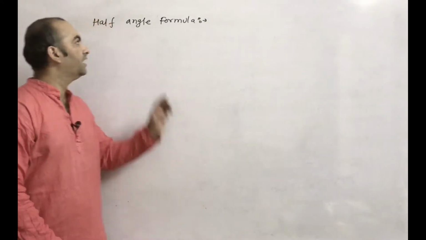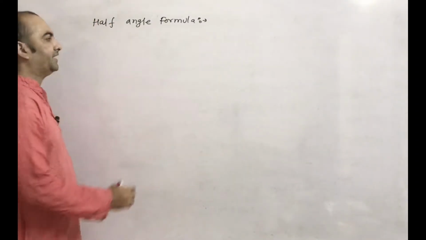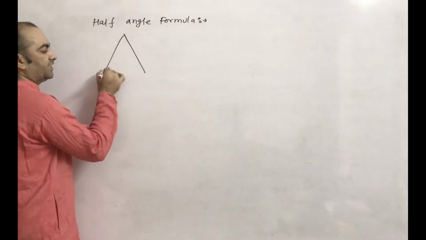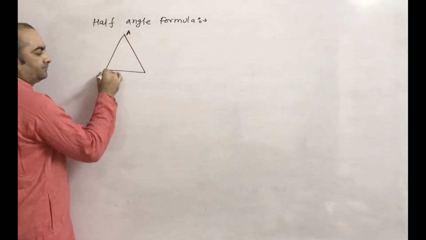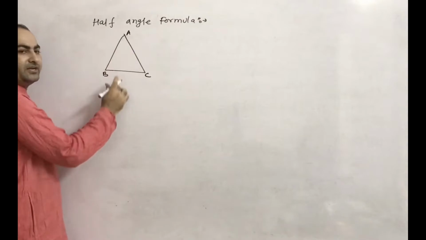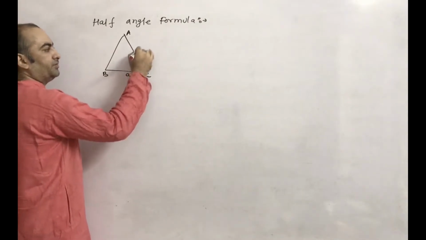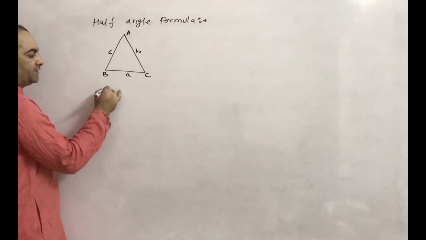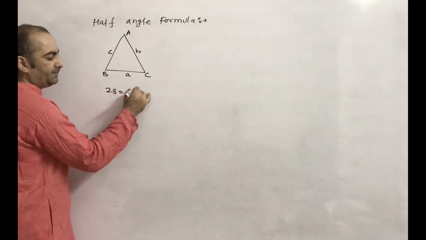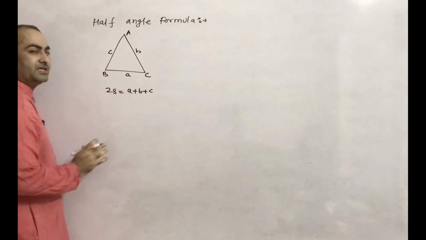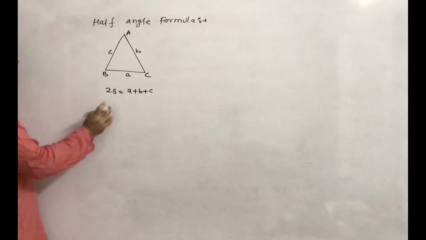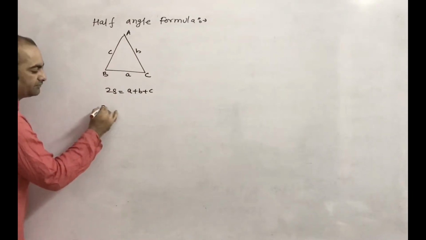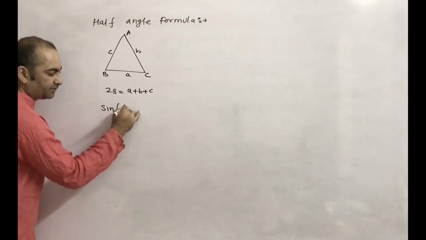Next we are discussing the half angle formula. In a triangle ABC, the opposite side of A is small a, the opposite side of B is small b, and the opposite side of C is small c. We know that 2s equals a plus b plus c, where s is the semi-perimeter.